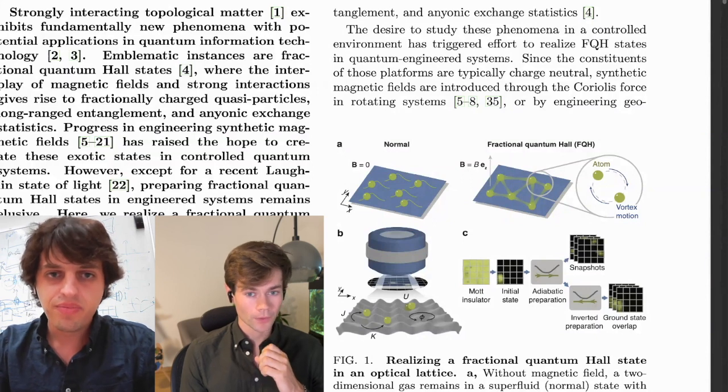Mm-hmm. Okay. If we talk about the practical aspects of this, or why we have an interest in these kinds of states to begin with, beyond just the pure academic research of how these systems interact, what would you say are the main incentives for studying these kinds of systems?